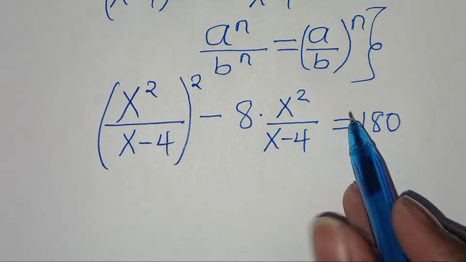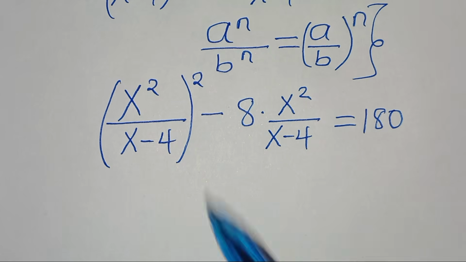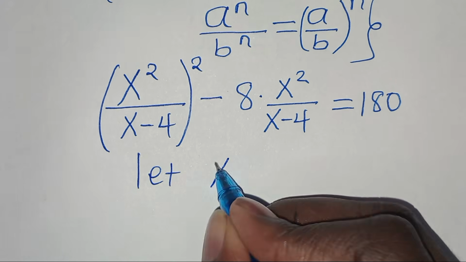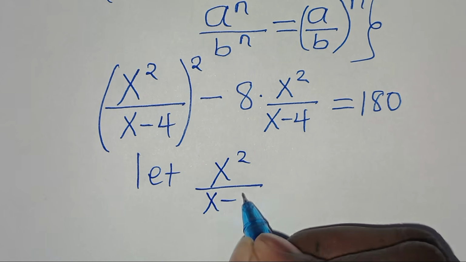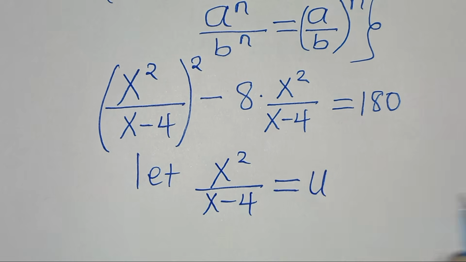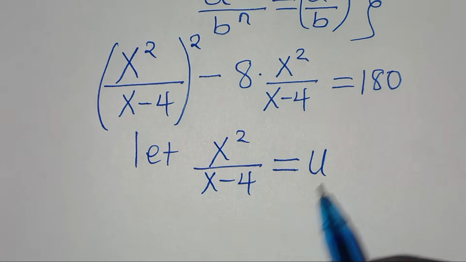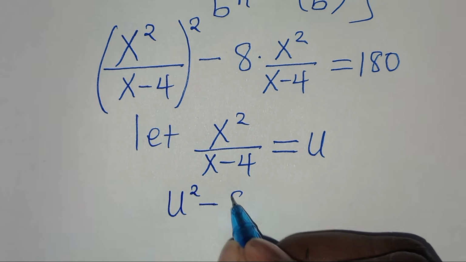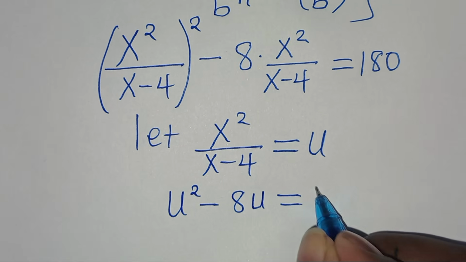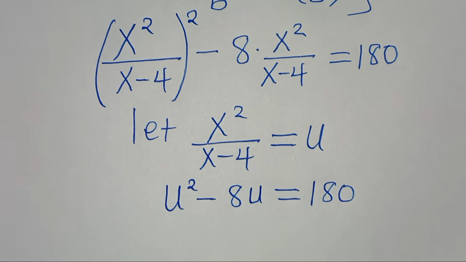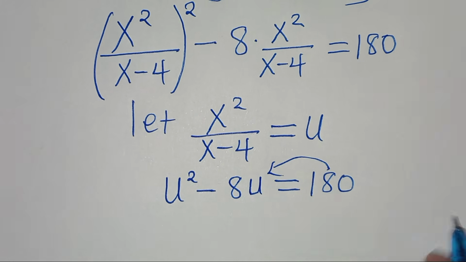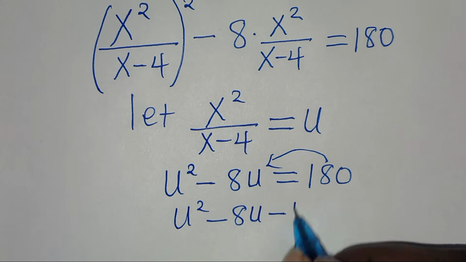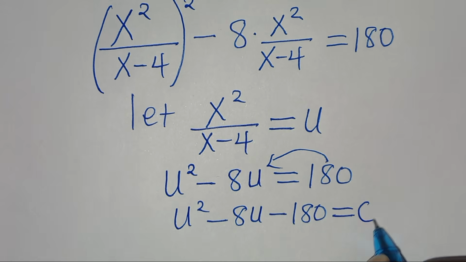Now, the next step from here, we have x squared divided by x minus 4 and x squared divided by x minus 4. So we can let x squared divided by x minus 4 be equal to u. Now let's substitute u in this equation here so that we have u squared minus 8 times u, which is equal to 180. So let's take 180 on the left hand side so that we have u squared minus 8u minus 180 equal to 0.